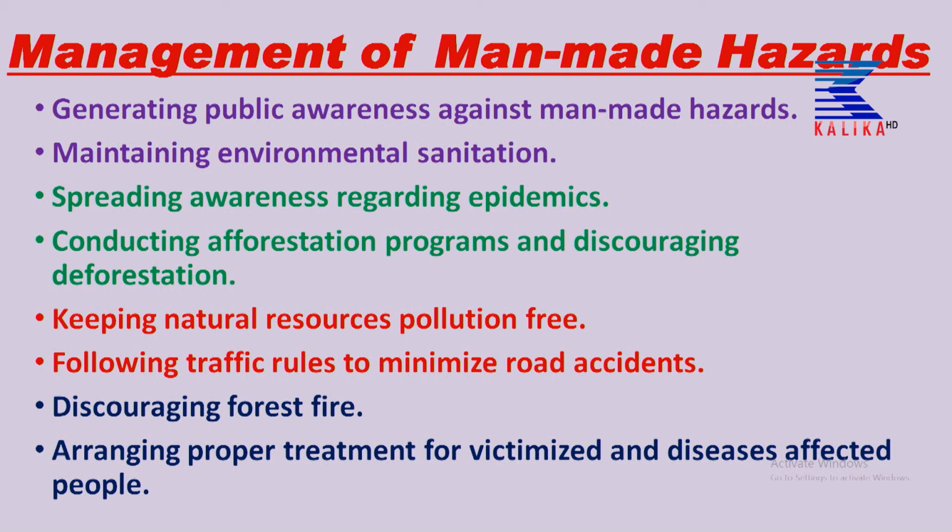So following traffic rules to minimize road accidents. If we do not follow the traffic rules, we may lead to a lot of road accidents. Discouraging forest fire. Forest fire is a sort of man-made hazard that kills a lot of people, even human beings, and may cause the loss of properties. If we discourage forest fire, then we will save the lives of animals, human beings, and we save the properties too. Arranging proper treatment for victimized and disease-affected people, that obviously causes the minimum loss and is good for the people, humanity, human welfare, that's good.